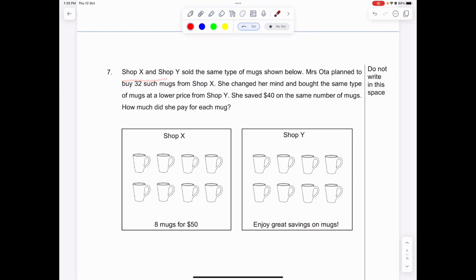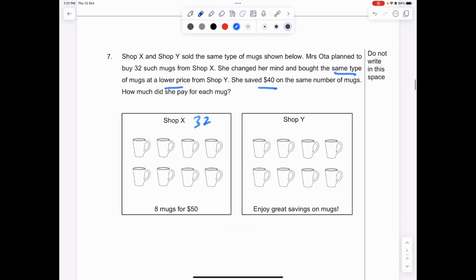Shop X and shop Y sold the same type of mugs as shown below. Mrs. Ota planned to buy 32 mugs from shop X. So we can make annotation 32. She changed her mind and bought the same type of mugs at a lower price from shop Y. She saved $40 on the same number of mugs. How much did she pay for each mug?